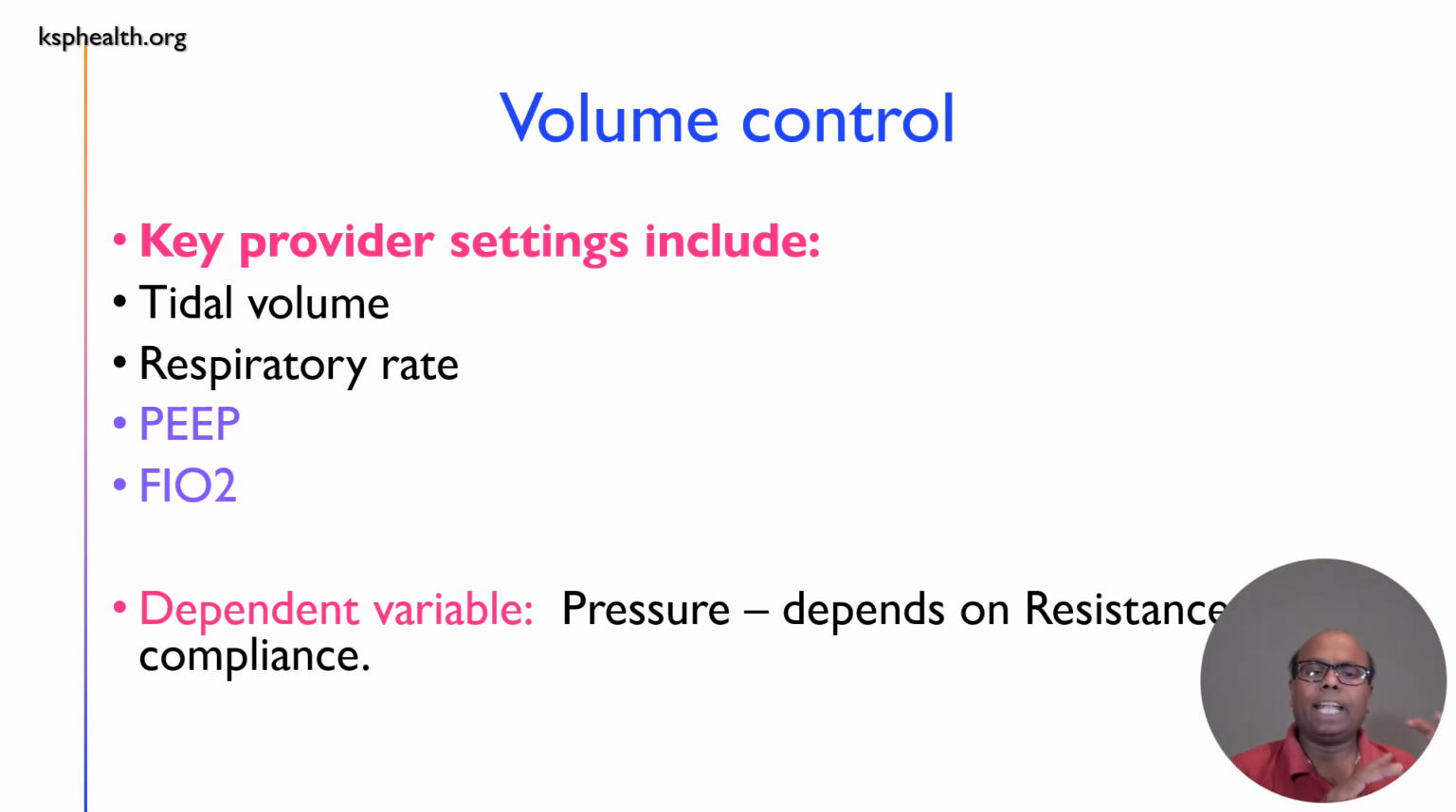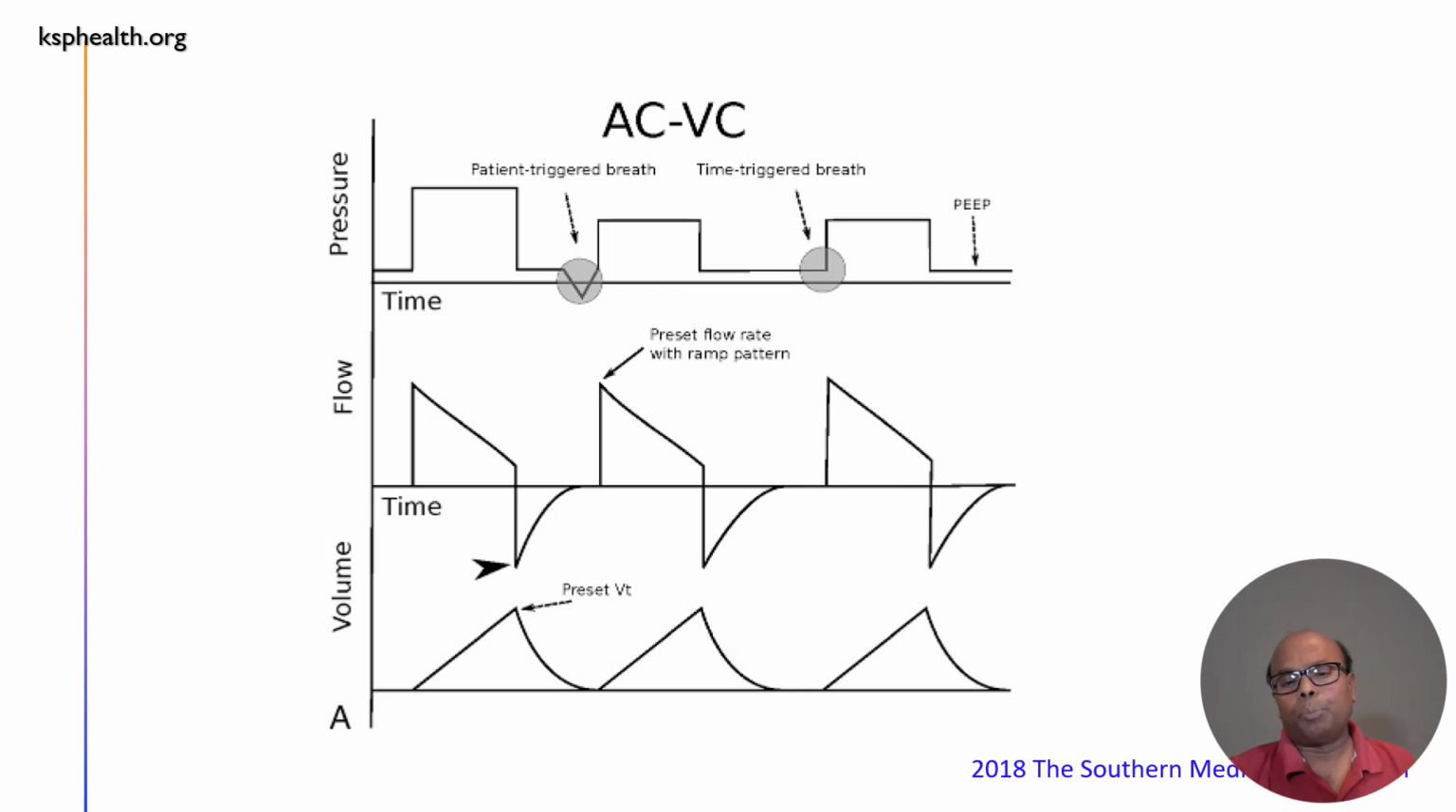Whenever you set the tidal volume, what changes? The pressure changes, depending on the resistance and compliance of the lung. Especially in a dynamic setup, when the patient comes with a severe illness, they can get worse for a few hours or few days, then they get better in a few days or few hours. So it is imperative to watch the pressure changes when you set the volume control or assist control with the volume preset. This is a picture of assist control with the volume preset.